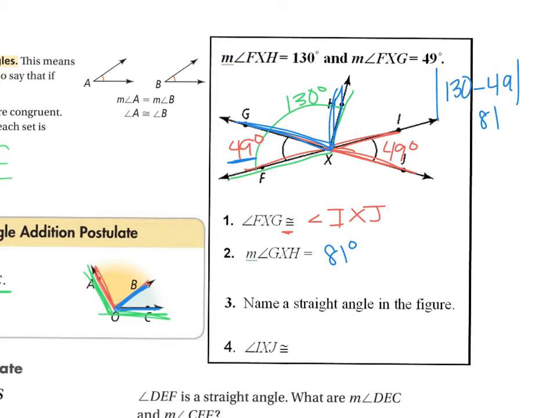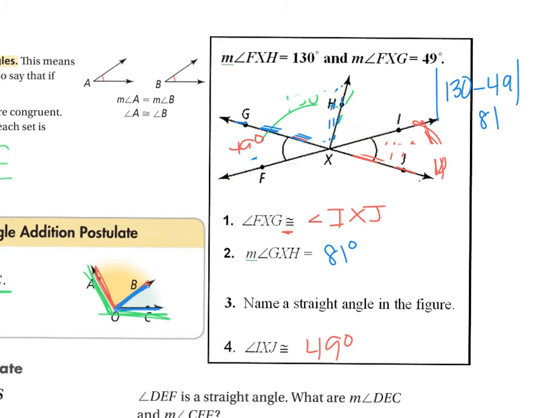Name a straight angle in the figure. I'm going to skip that one for now and go to the IXJ. IXJ. Oh, we already did that one. So that would be this one right here in the red. That would be 49 degrees.